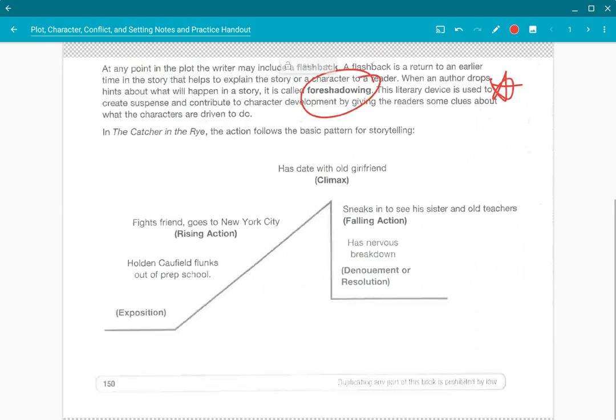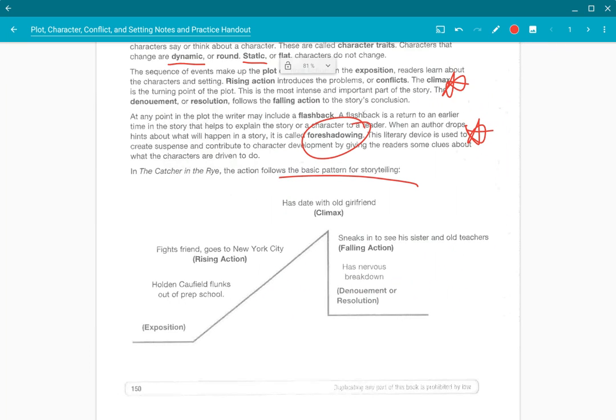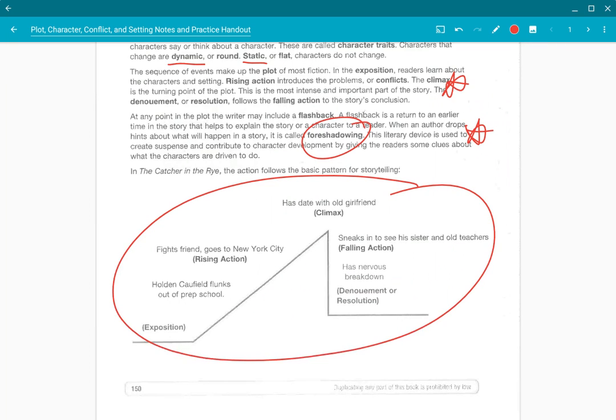All right, so after we read our story, we're going to create a basic plot map with this story, and I'll walk you through that in a separate video. So right now, what I want you to do, let's go to the next page here.